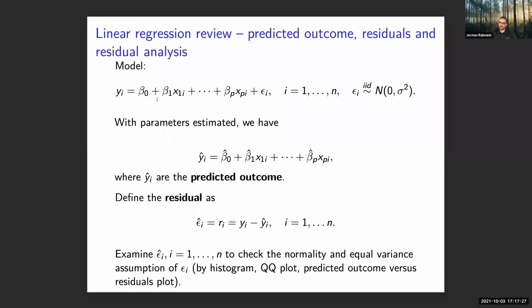So examine now the epsilon hat i with i to n to check the normality and equal variance assumption of epsilon i. This can be done by histogram to plot out the actual errors, by QQ plot, or by plotting the predicted outcomes versus the residuals, which essentially also will allow us to test for homoscedasticity.